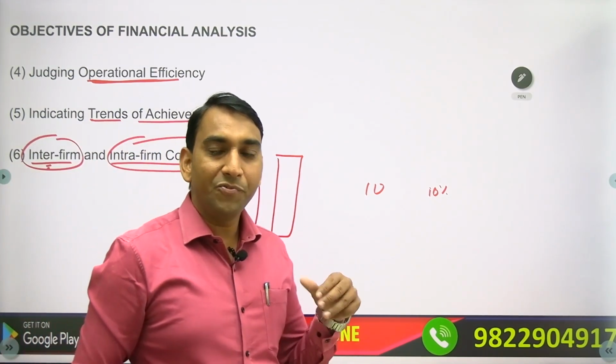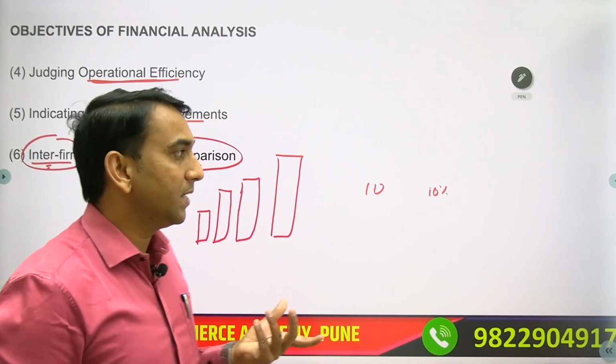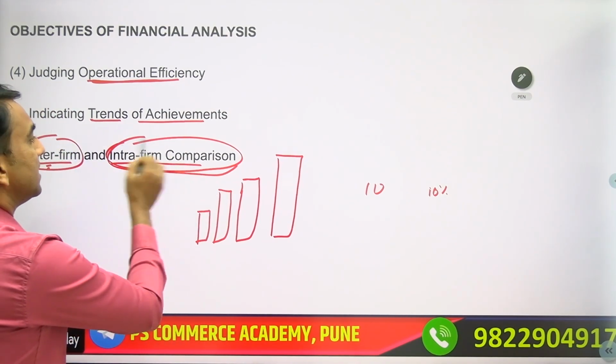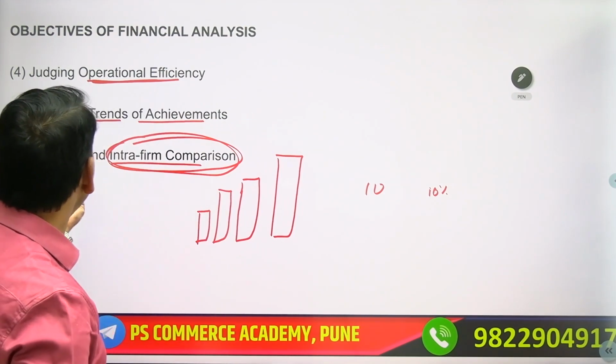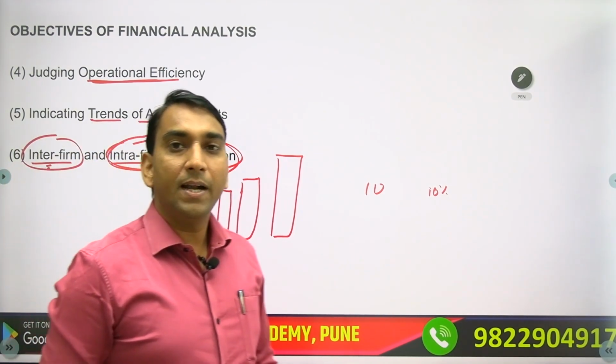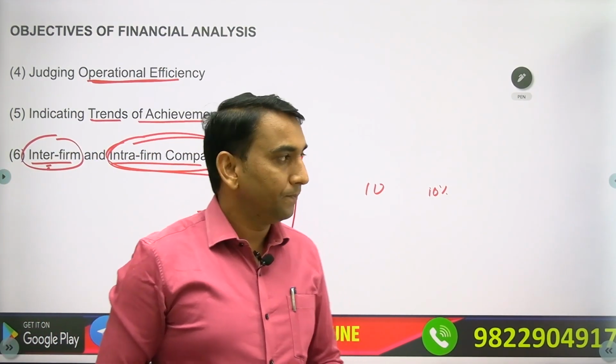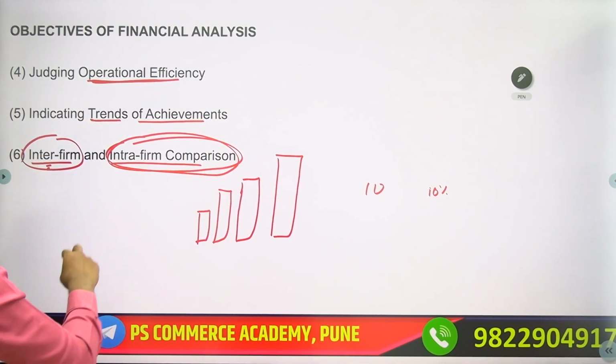We'll see that comparative statement analysis is there actually, and then common size statement. If you are doing intrafirm comparison, then it means that you are doing common size statement, and if you are doing the interfirm comparison, it means that you can make comparative balance sheets. So these are the objectives of financial analysis.